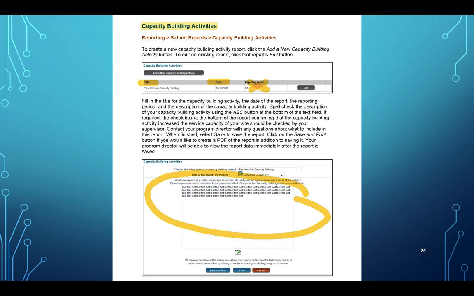Within capacity building activities, enter the name of the activity, the date, and a thorough description of the activity. Include numbers and other data if available. When finished, click Save to save the report.